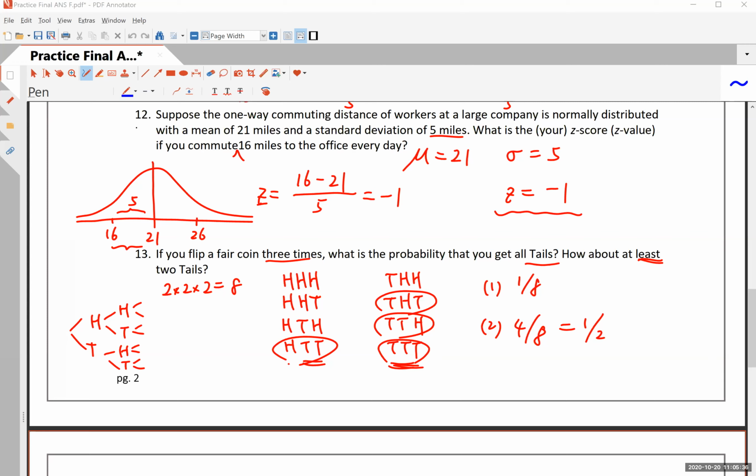All right, let's go to number 12. Suppose that one-way commuting distance of workers at a large company is normally distributed with a mean of 21 miles. Remember, the mean is always in the middle of a normal distribution, and a standard deviation of 5 miles. What is the z-score if you commute 16 miles to the office every day?